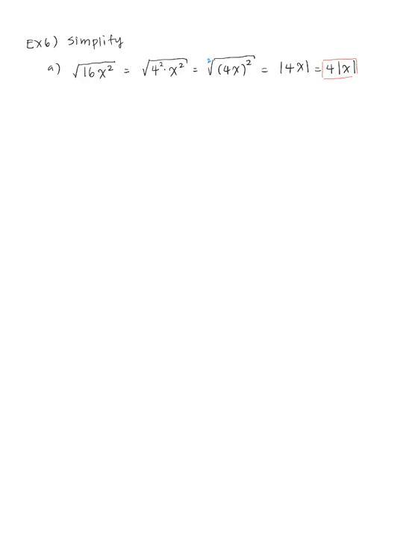Another way to think of it is this. This is the same thing as square root of 4 squared times the square root of x squared, isn't it? So what's square root of 4 squared? That's just 4. And square root of x squared just gives us absolute value of x because we're given the even root. So we still get the same answer that way. Alright, let's look at B.